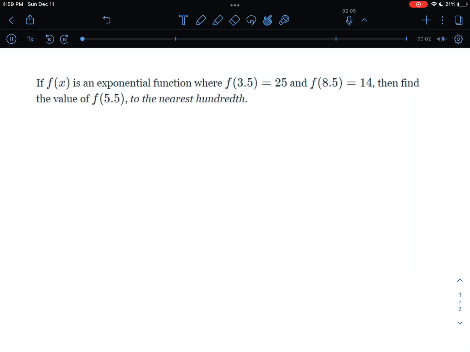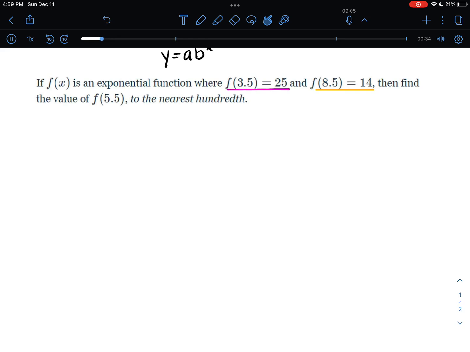This is an example of finding an exponential function when we're given 2 points. So the first thing I'm going to do is write down my general formula for finding an exponential function, which is y equals a b to the x power. And I notice I'm given 2 points here. I'm given this, and I'm also given this over here.